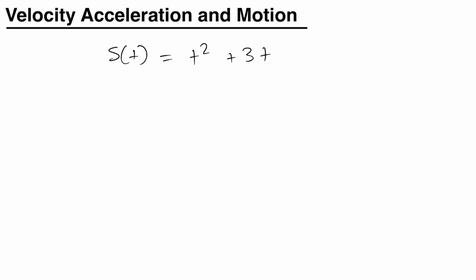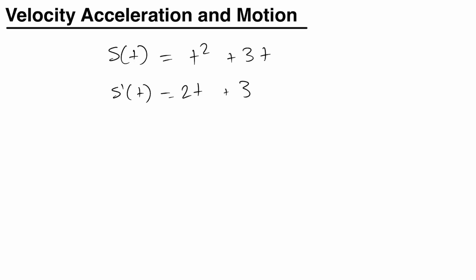Well, to find the velocity, this is our position equation. We would simply take the derivative to get our velocity equation. So s prime of t is equal to the derivative of t squared, which using the power rule is 2t, and then the derivative of 3t, which is simply 3.